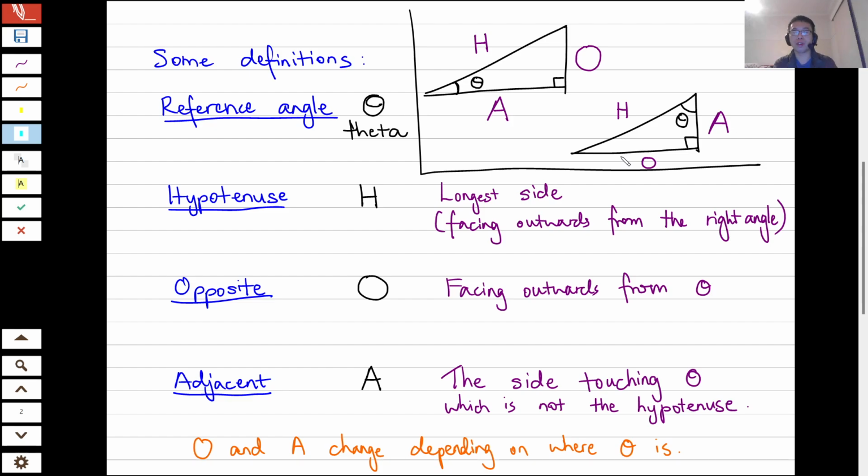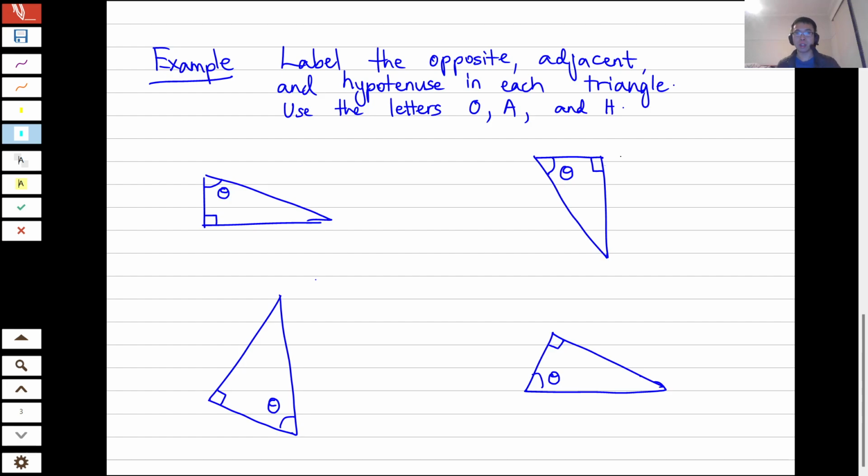Let's finish with four examples. I'm going to take four right-angled triangles and use the letters O, A, and H to label the opposite, adjacent, and hypotenuse sides. You might like to pause the video here and have a think about where you would label these three sides in each triangle. If you haven't paused the video, do so now, because now I'm going to go through the answers.